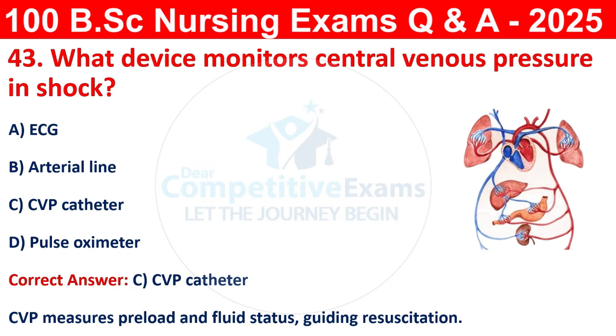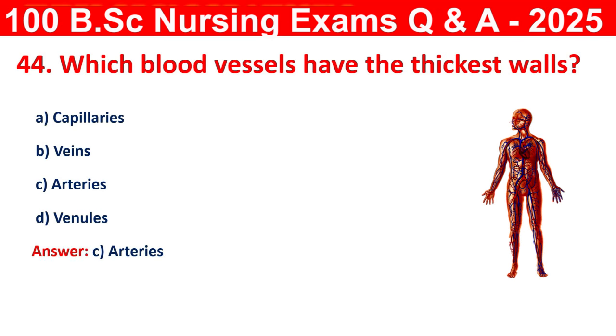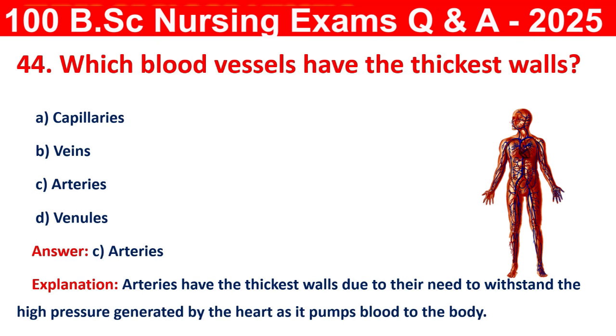Question number 44. Which blood vessels have the thickest walls? Your options are capillaries, veins, arteries, or venules. The correct answer is C, that is arteries. Arteries have the thickest walls due to their need to withstand the high pressure generated by the heart as it pumps blood to the body.